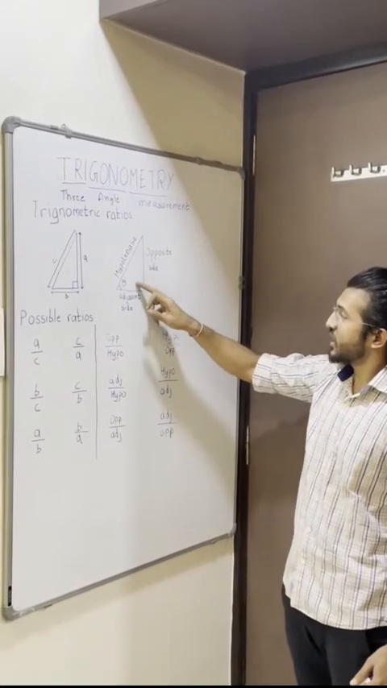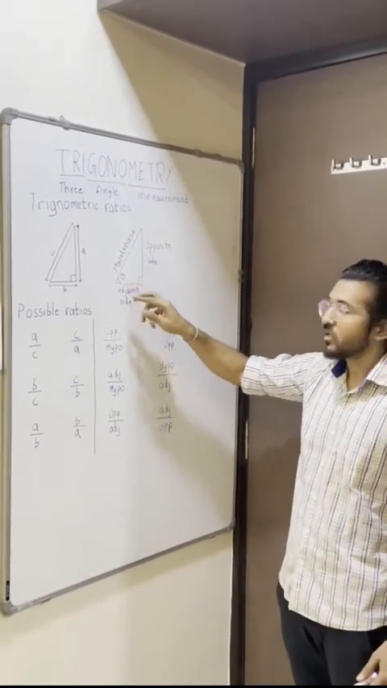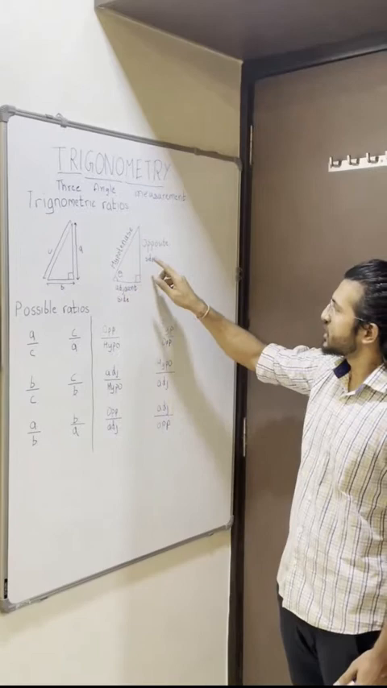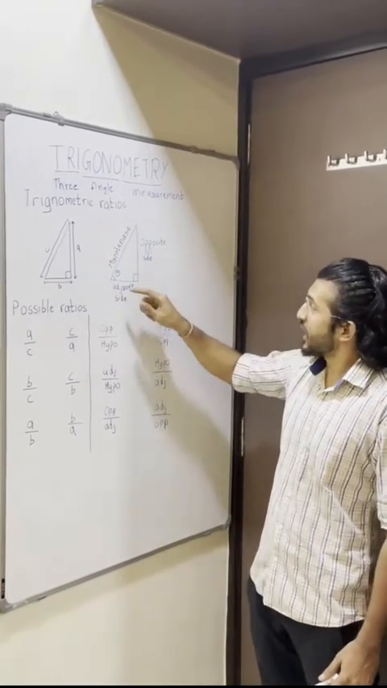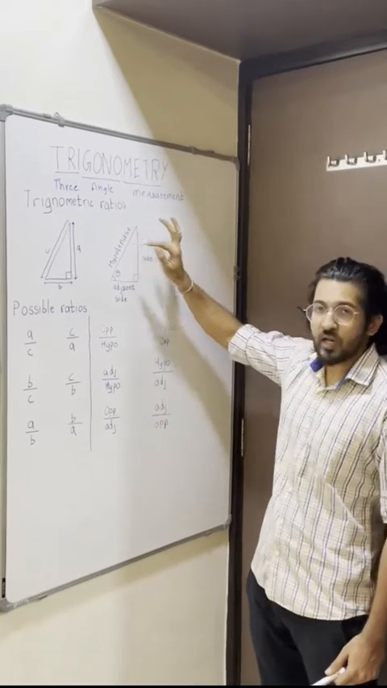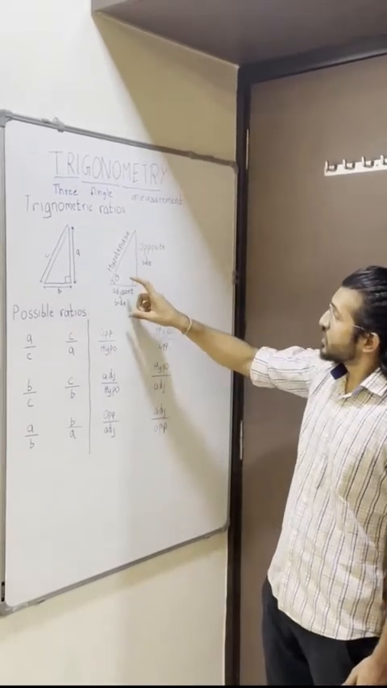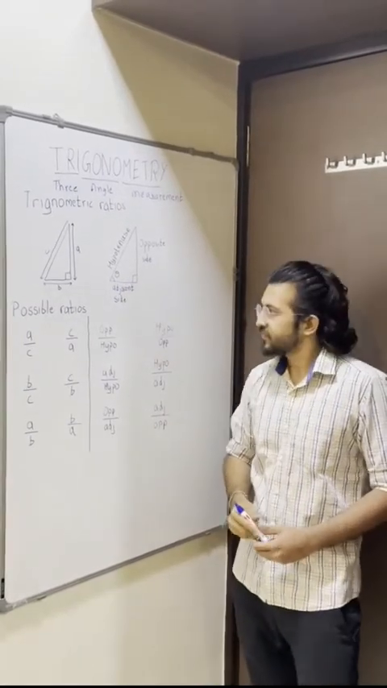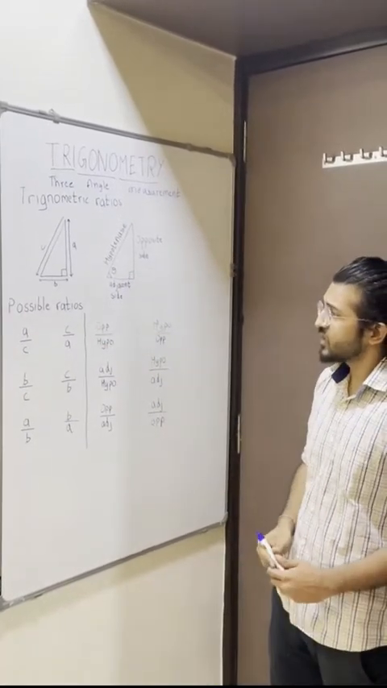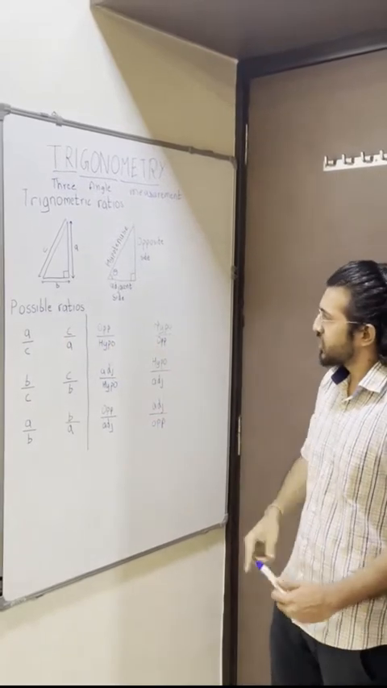Now let us consider another triangle with reference angle theta. The opposite side of this angle theta is called the opposite side. As we all know, in a right angle triangle, the longest side is called the hypotenuse, and the side adjacent to this angle theta is called the adjacent side. As we have seen, there are 6 possible ratios.